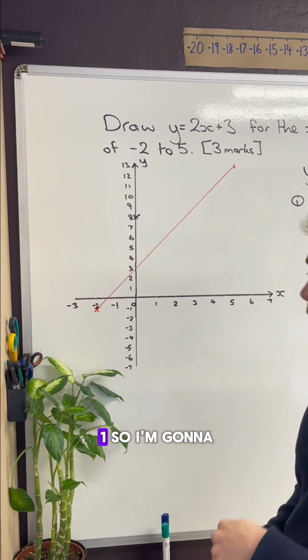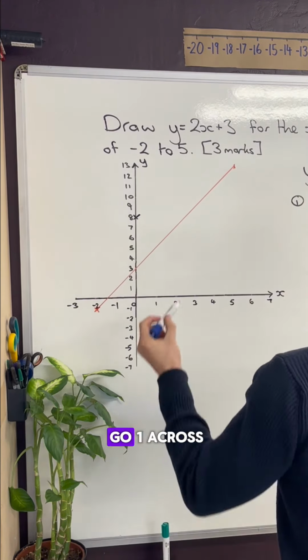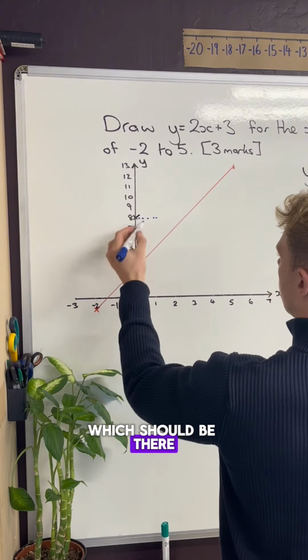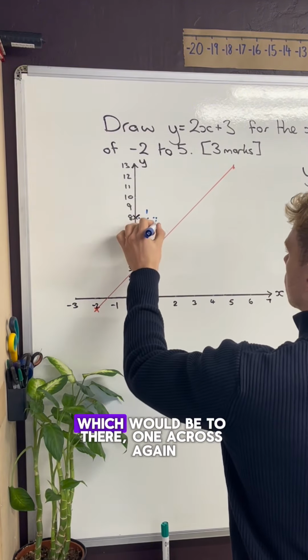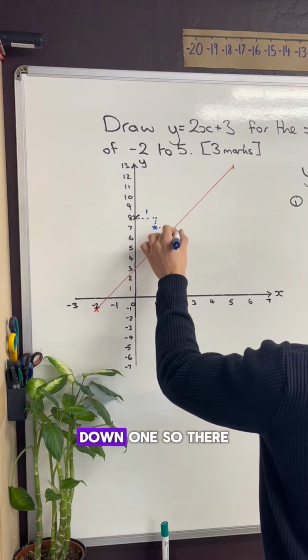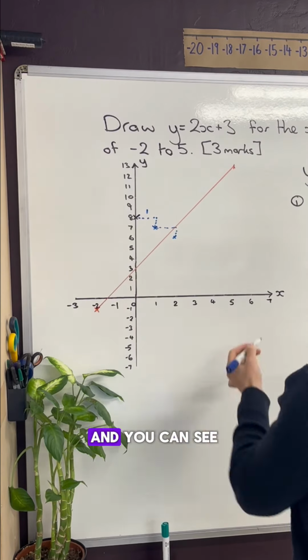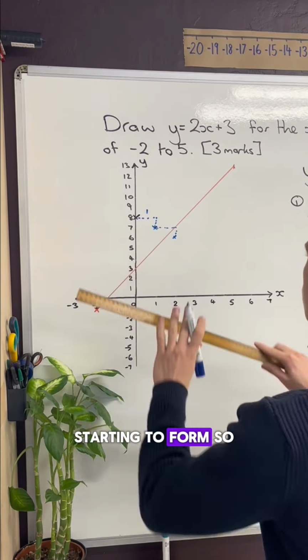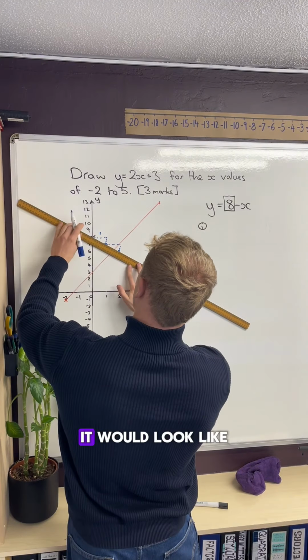because it's negative, by 1. So, I'm going to go 1 across, which would be there, and then I need to go down 1, which would be to there. 1 across again, down 1, so there. And you can see my straight line again starting to form. So if I drew that, it would look like this.